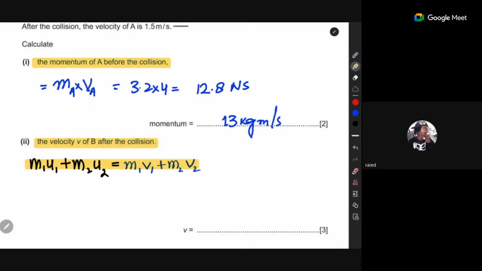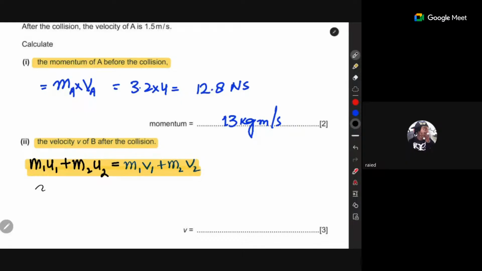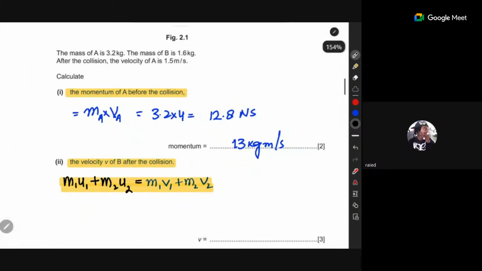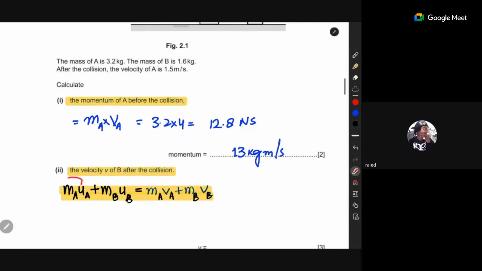And once we recall this equation, it will be a useful equation for the further calculations. So let's say, what is M1? M1 is the mass of block A. I can reframe this equation: mass of block A into velocity of block A, plus mass of block B into velocity of block B. This is before, the initial velocity. So again, mass of block A, velocity of A, mass of block B, velocity of B. You can simplify all this according to your convenience.